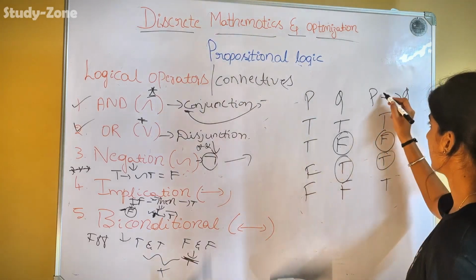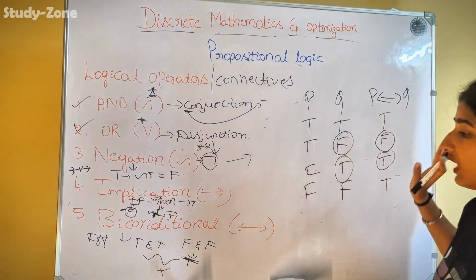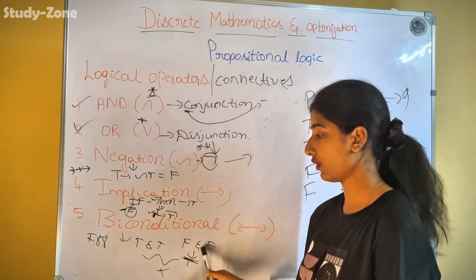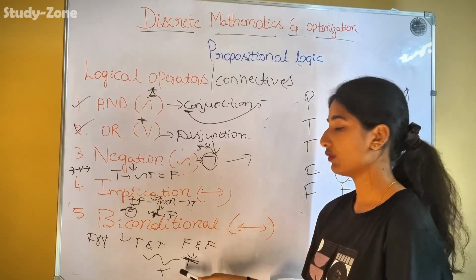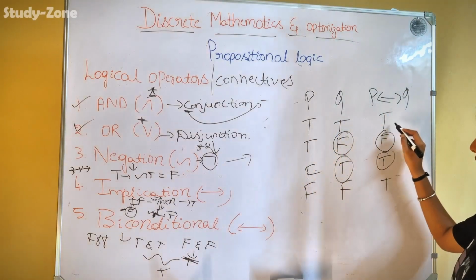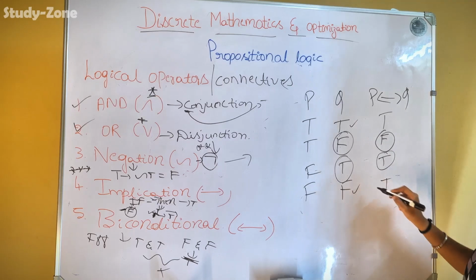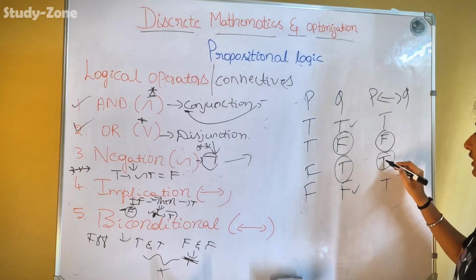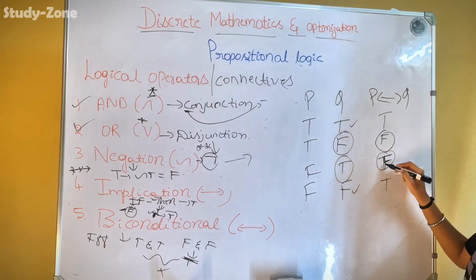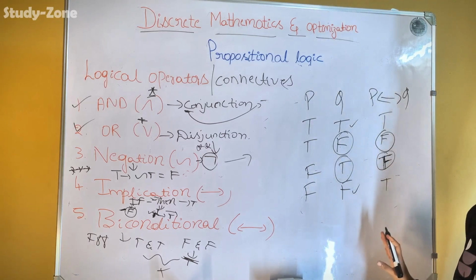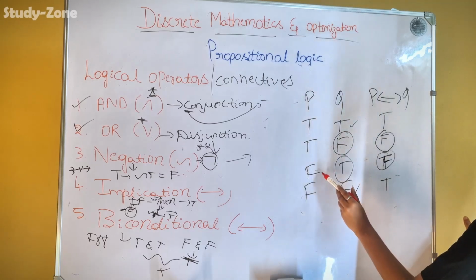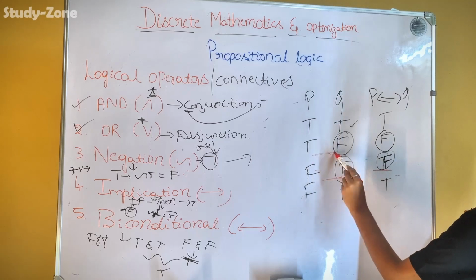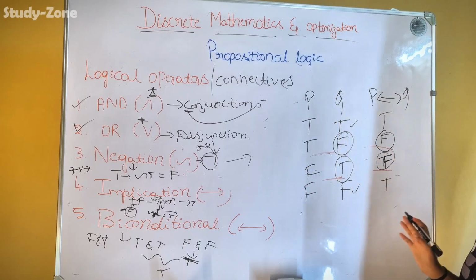So I will make changes here for biconditional. I have told you before that if both the statements are true or if both the statements are false, then the whole sentence will become true. So here both the statements are true, false, same thing. Here you have to write it as true. Here in this case it will become false. This is the only change in biconditional, because here both the statements are not true, so it will become false. Here also both the statements are not true, so it will also become false.